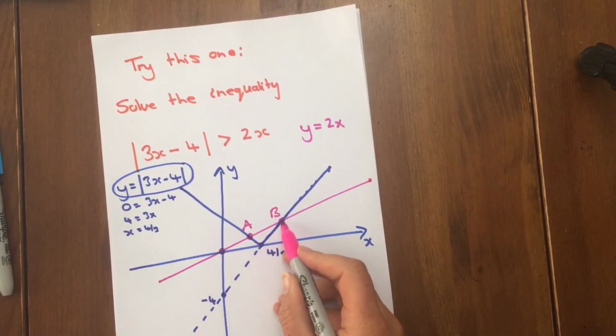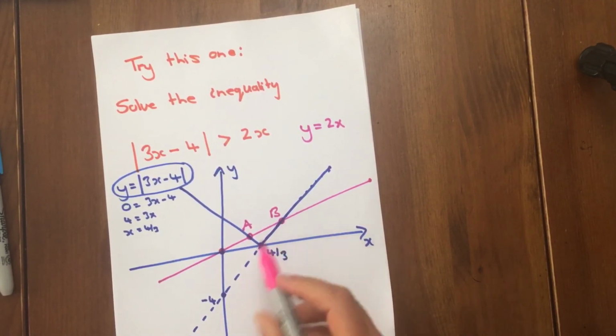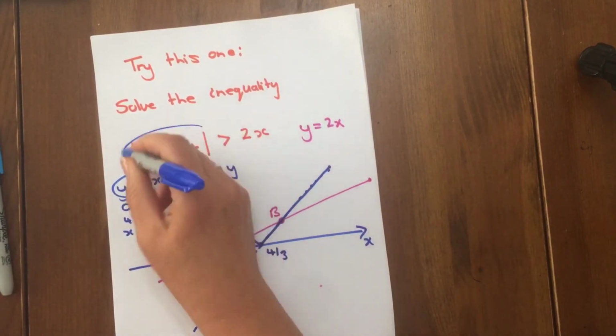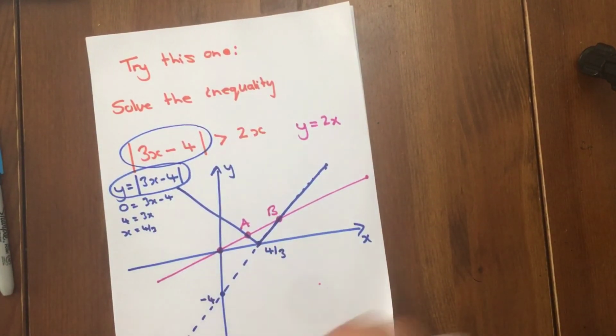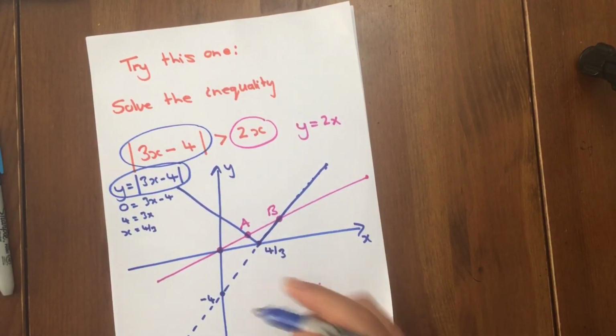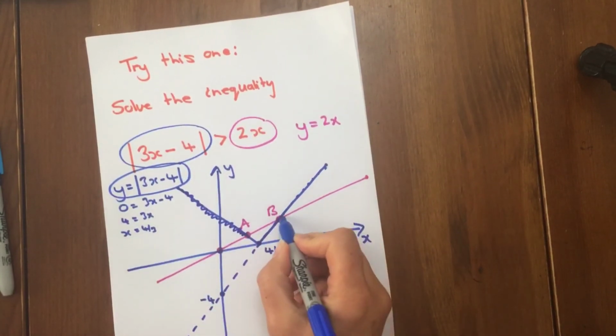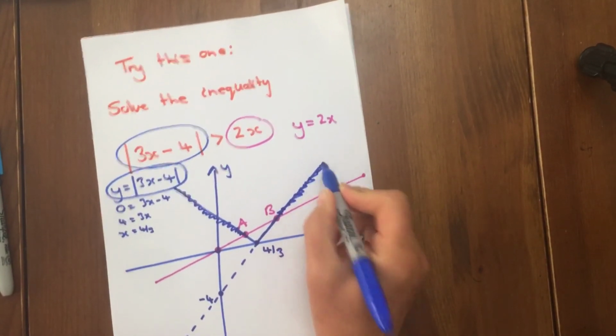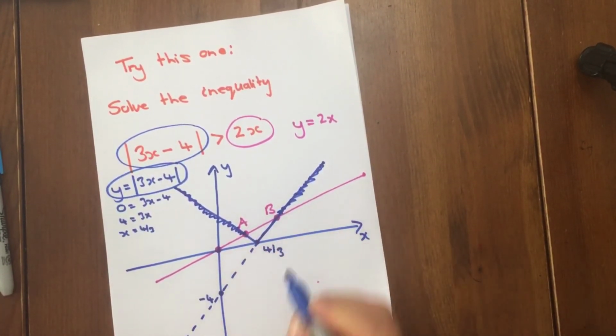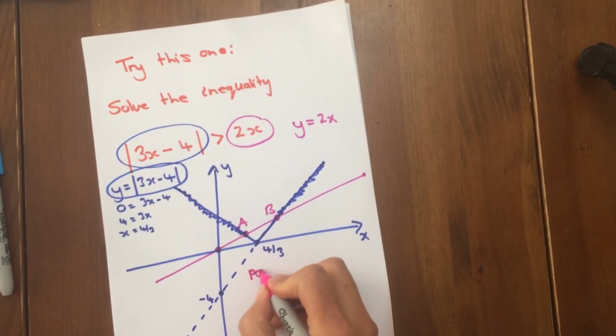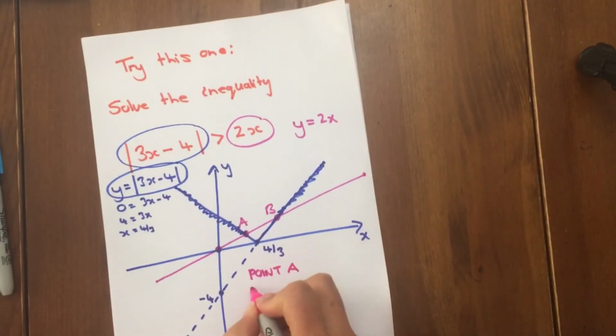Right, so we need to find those 2 points of intersection, and we want, when is the blue graph above the pink line? So let me look at that. When is the blue? Blue is above the pink there, and blue is above the pink there. So if I can find my two values of A and B for x, I can then write my inequality.